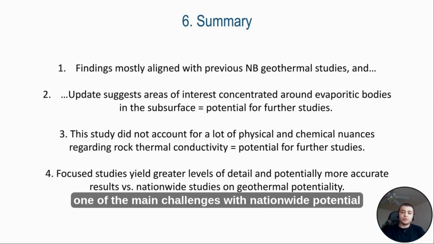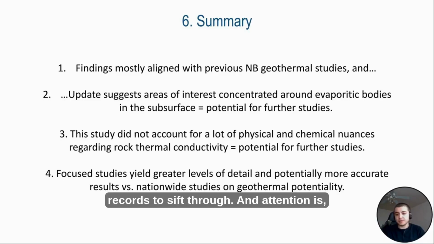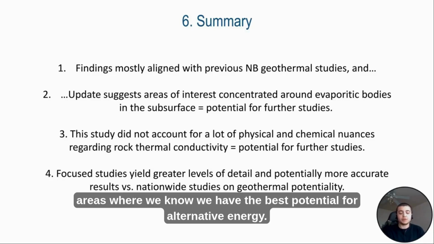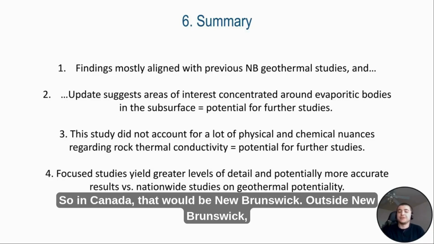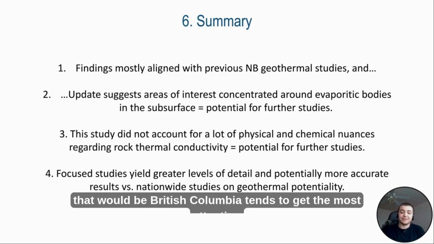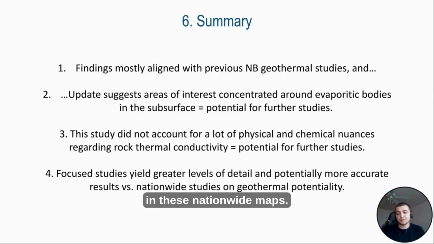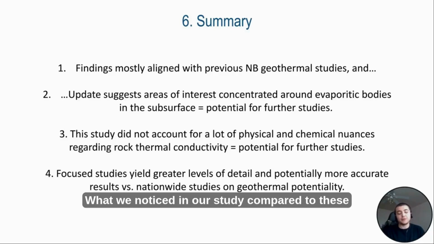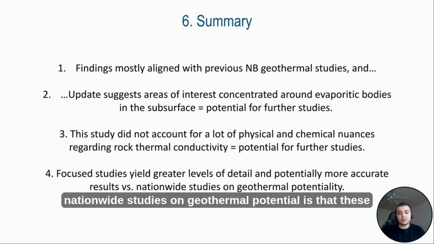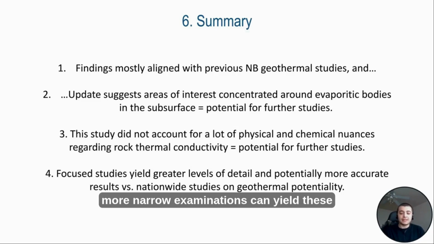And overall, one of the main challenges with nationwide potential renewable energy studies is that there are just too many records to sift through, and attention is always focused on the areas where we know we have the best potential for alternative energy. So in Canada, that would be British Columbia, which tends to get the most attention in these nationwide maps. What we noticed in our study compared to these nationwide studies on geothermal potential is that these more narrow examinations can yield greater levels of detail and produce more accurate depictions of our thermal and geothermal stories.